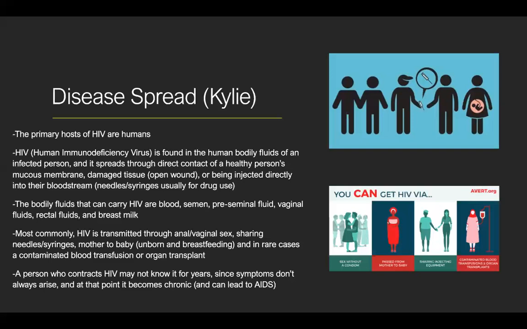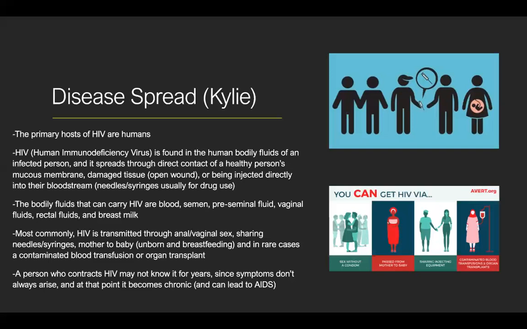So if a mother of a newborn is breastfeeding and she is infected with HIV, she can spread the disease to her child through breastfeeding. And most commonly, HIV is transmitted through unprotected anal and vaginal sex, sharing needles and syringes, mother to baby, which can be unborn and breastfeeding, and in rare cases, a contaminated blood transfusion or organ transplant.